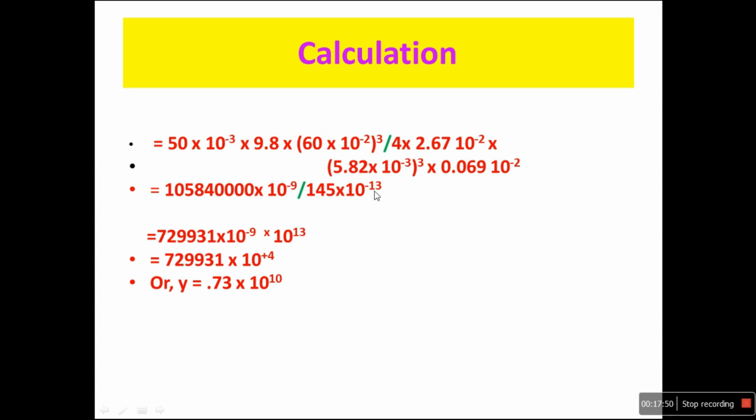Calculating the denominator, we get 145 into 10 power minus 13. You bring this minus 13 to the numerator, it becomes plus 13. Dividing these two values, you get this value. Already 10 power minus 9 is there. So bringing 10 power 13 to the numerator, it will be 10 power 13. Subtracting these two powers, you get 10 power plus 4. This value into 10 power 4. So rearranging, Y is equal to 0.73 into 10 power 10. The decimal moves 6 digits: 1, 2, 3, 4, 5, 6. So adding here, 0.73 into 10 power 10.